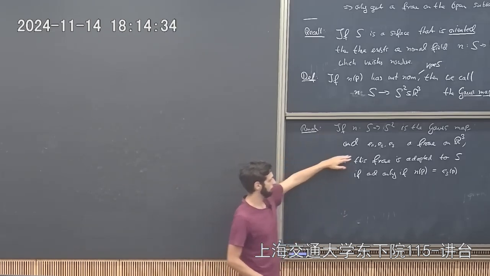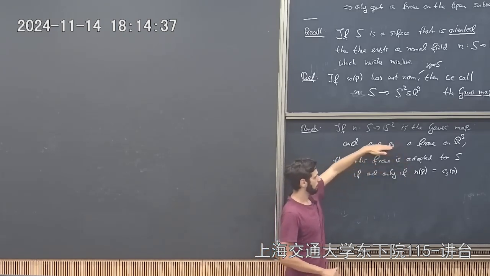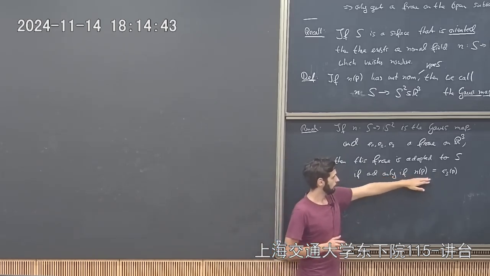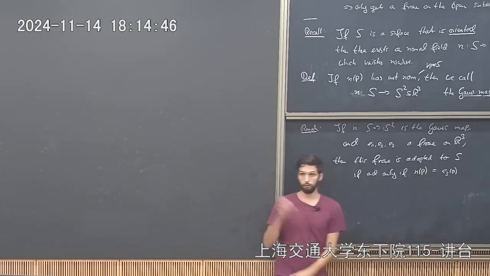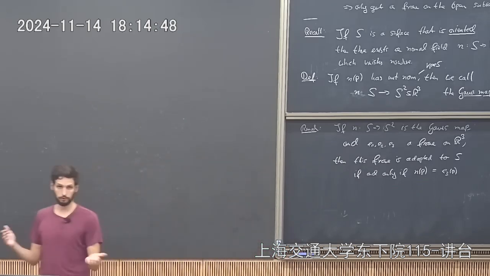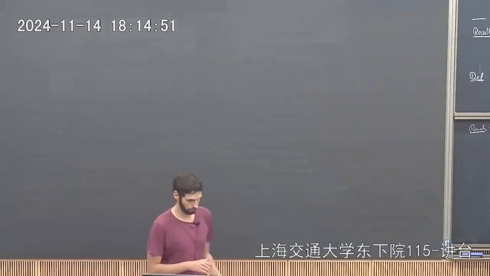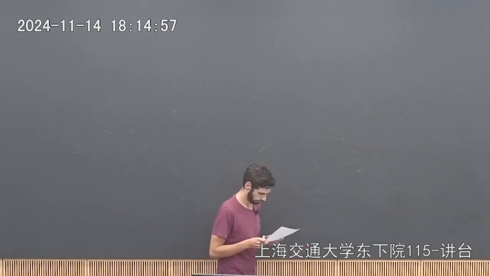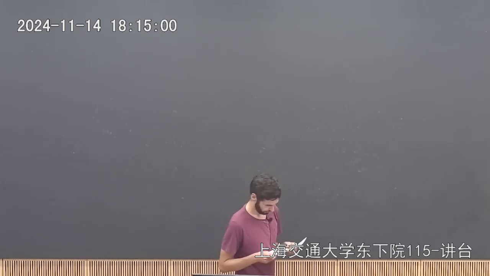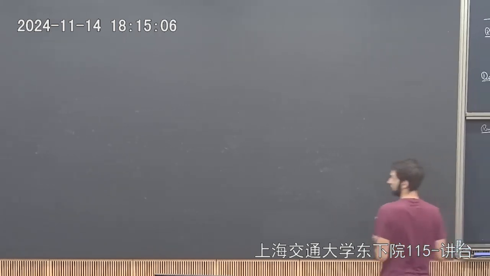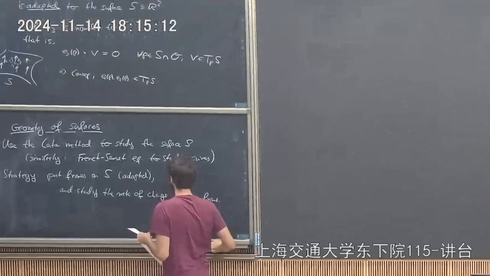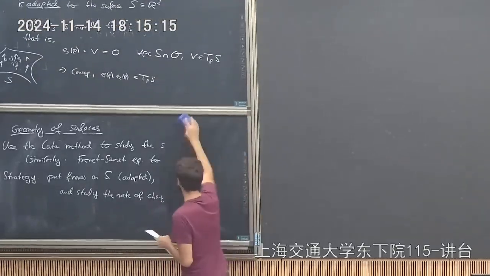Another way would be to say that if you have a frame which is defined, then at least on the patch where everything is defined, we can define the normal vector field by the third vector. So sometimes the Gauss map is first and sometimes the frame is first. And I think it's time for an example.